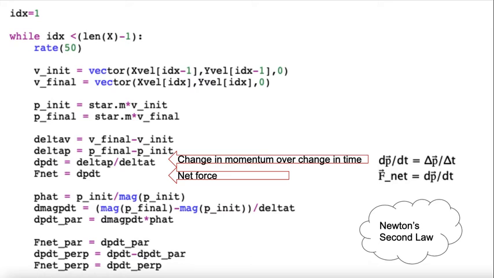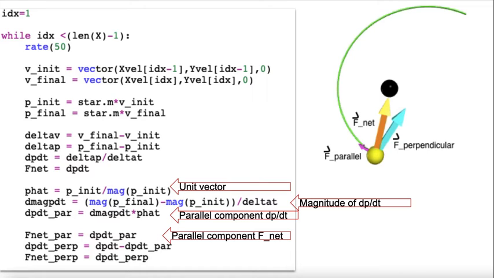We're just defining it in that line, and then we are stating that the net force is equal to the change in momentum over the change in time, and we know this by Newton's second law. So we want to break down our force into components. The net force is equal to the parallel and perpendicular. We use our unit vector and the magnitude of our change in momentum over change in time to solve for the parallel component of the change in momentum over the change in time, and we can set this equal to the net force in the parallel direction.